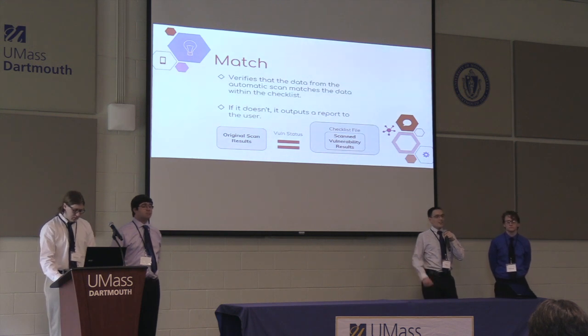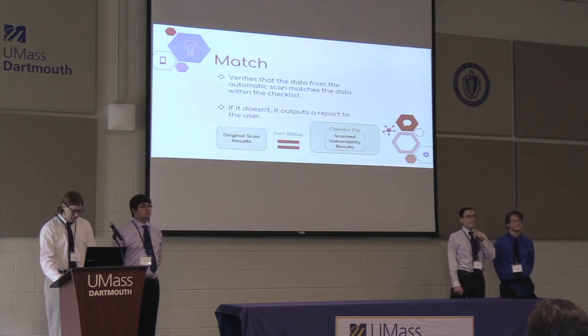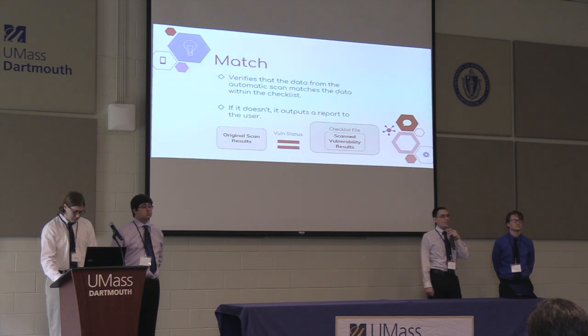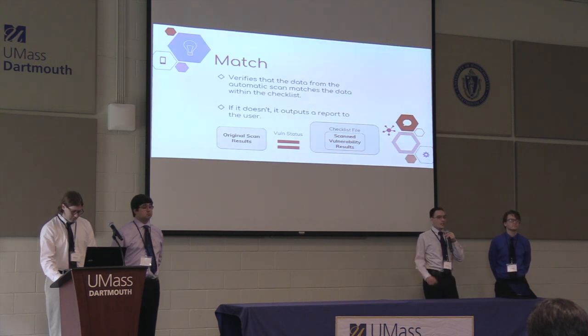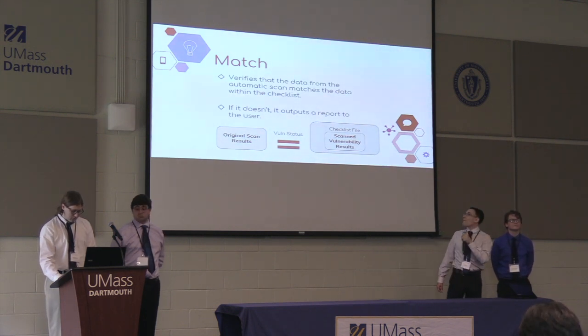Match takes the contents of the automatic scan, like I said, and it checks to make sure that those contents match the checklist file in question. And if it doesn't, it outputs a CSV file for the user to look through to know exactly what parts of their checklist needs to be updated, what needs to be looked at. You don't have to look at every single vulnerability anymore.